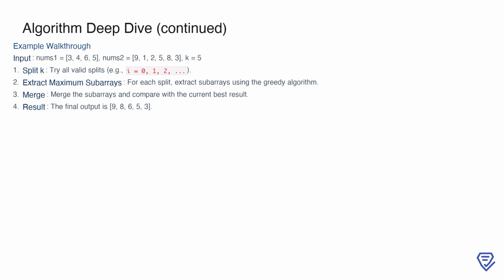For each split, we extract the maximum subarrays from both nums1 and nums2 using the greedy algorithm. These subarrays are then merged into a single array of length 5. After comparing all merged results across the splits, the lexicographically largest array is selected as the final result. In this case, the output is 9, 8, 6, 5, 3.